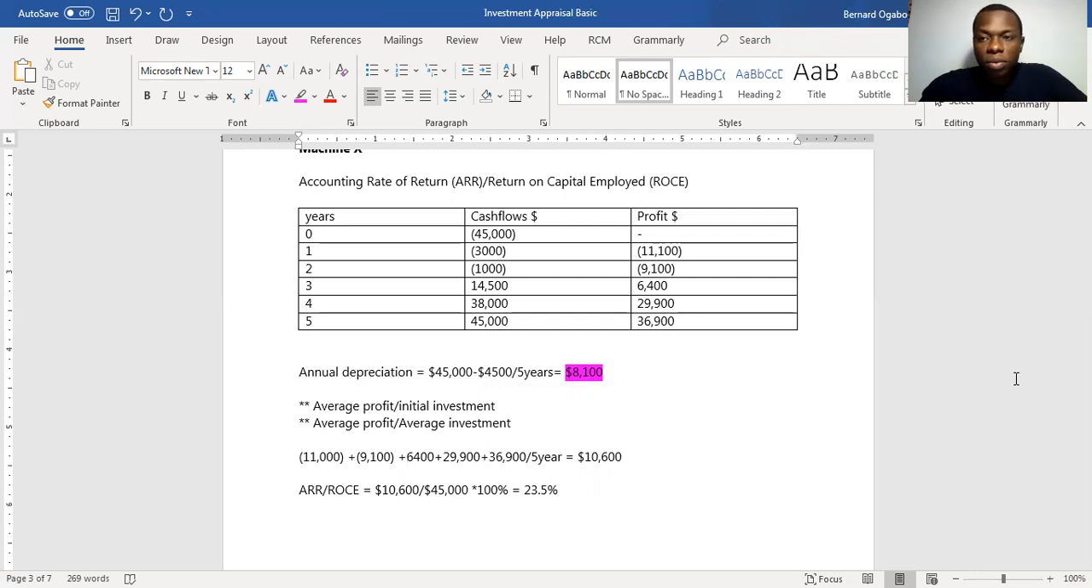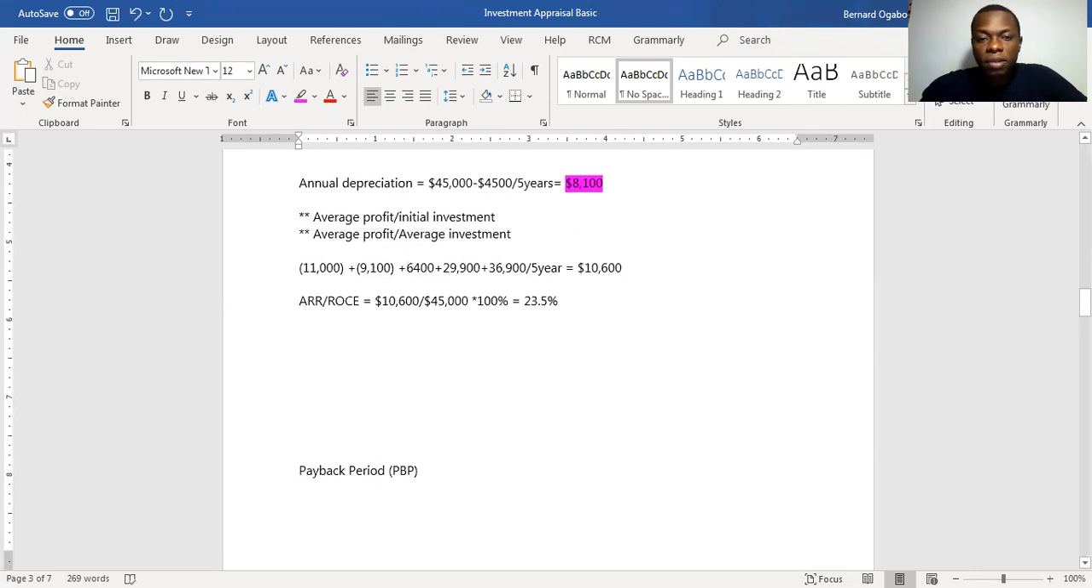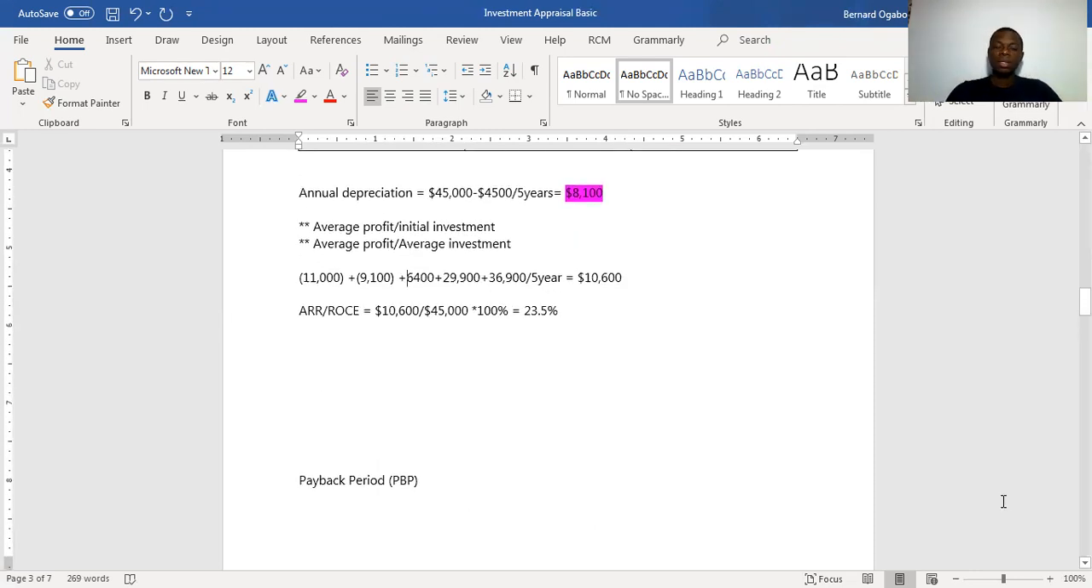So what will be the major setback for using accounting rate of return? We've seen that here already. We've stated two methods that we can use to calculate accounting rate of return. So depending on which method you use, it means that the results are going to be different. That's a setback.